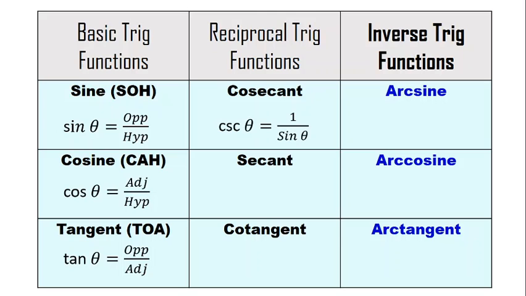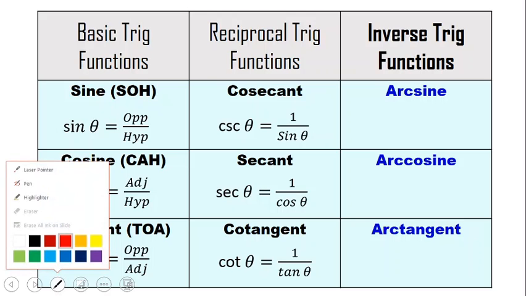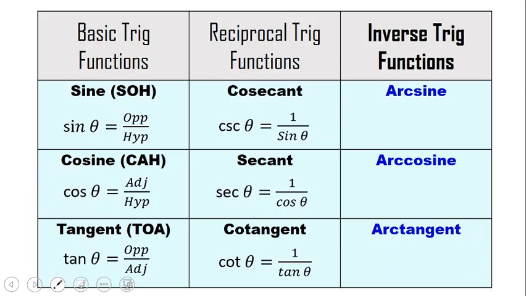And we've met that the cosecant is the reciprocal of the sine, whereas the secant is the reciprocal of the cosine and the cotangent is the reciprocal of the tangent. But today, I want to focus on the inverse trigonometric functions: arcsine, arccosine, and arctangent.